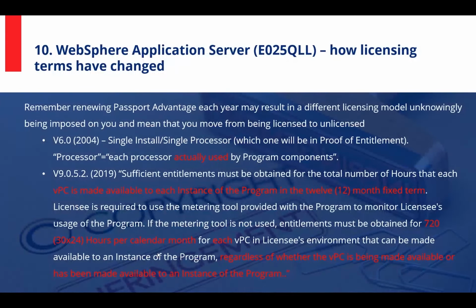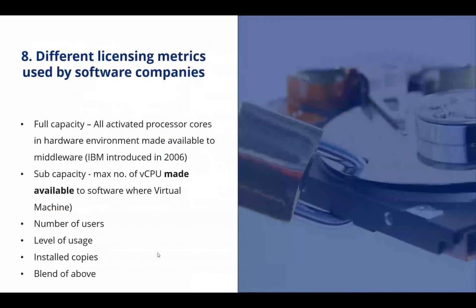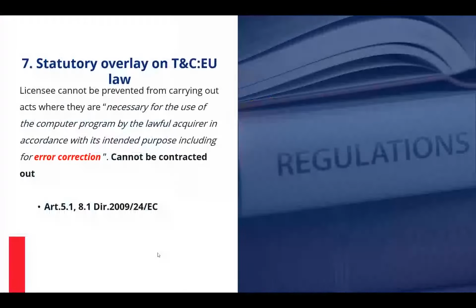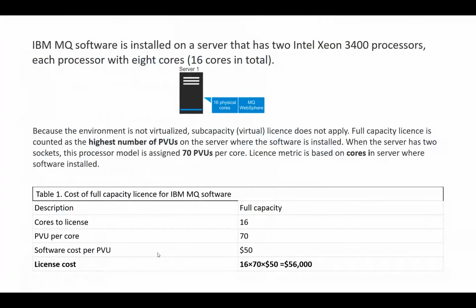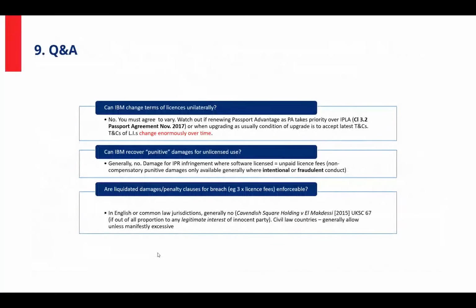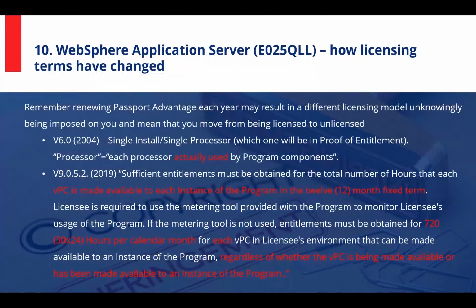So I just thought I'd show you for WebSphere Application Server, obviously a very popular piece of middleware. You remember we were talking, and I'm just going to roll back to where it was. Yes, this first question, can IBM change the terms of licenses unilaterally? And I said, no, you must agree to vary. So let's look at the LIs over a period of time.